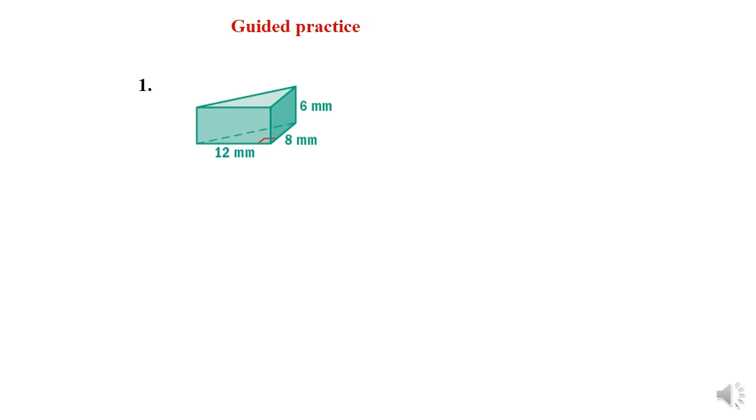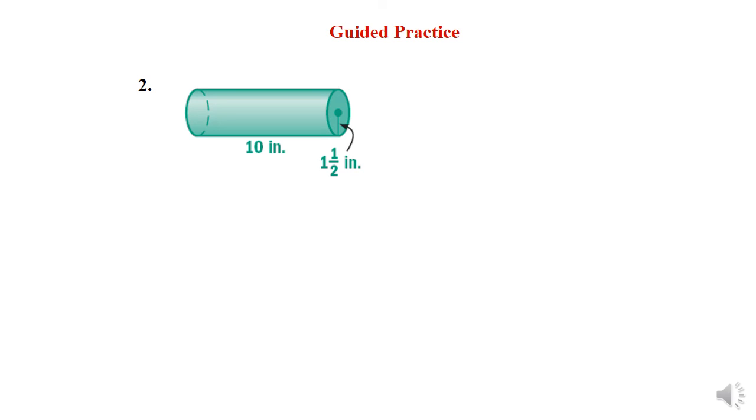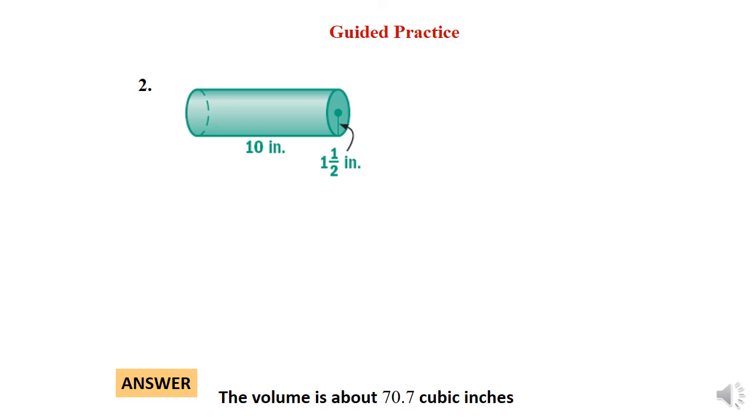This is your first homework assignment, to calculate the volume of this prism. The volume is 208 cubic millimeters. If you did not get the correct answer, please go back and find your mistake. This is your second homework problem. Find the volume of this cylinder. The volume is approximately 70.7 cubic inches. If you did not get the correct answer, please go back and find your mistake.